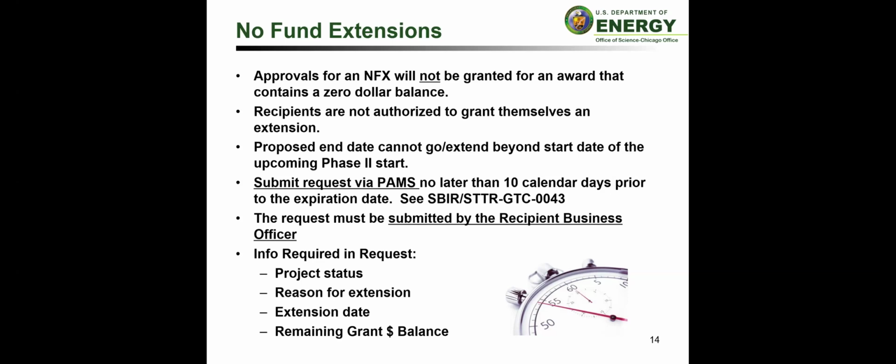As I stated earlier, requests for no fund extensions need to be submitted via PAMS. We ask that you do that no later than 10 calendar days prior to the expiration date. In that request, please indicate the project status, the reason for the extension, what your new proposed expiration date is, and the remaining grant balance.